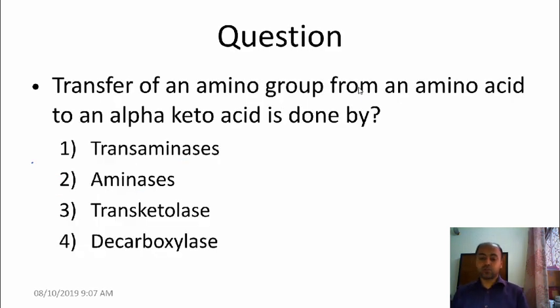Take a look at the question. Question number one. Transfer of an amino group from an amino acid to an alpha keto acid is done by which of the following? Your options are the transaminases, the aminases, the transketolases, and the decarboxylase. Which of the following is the correct answer?